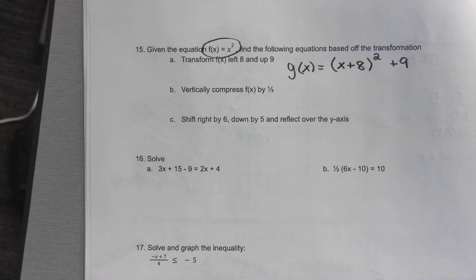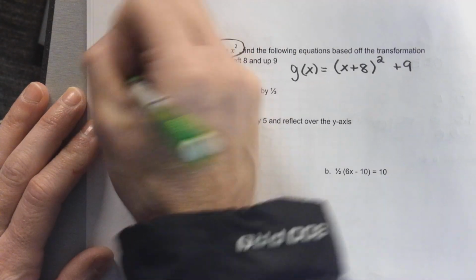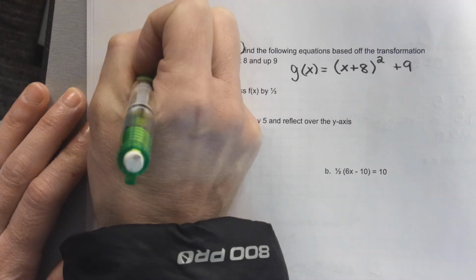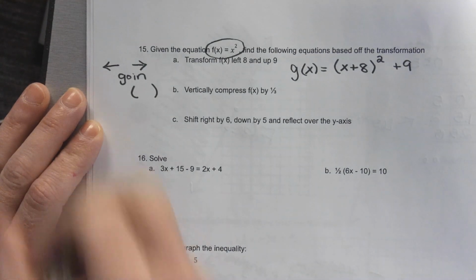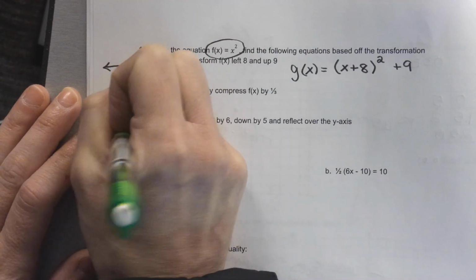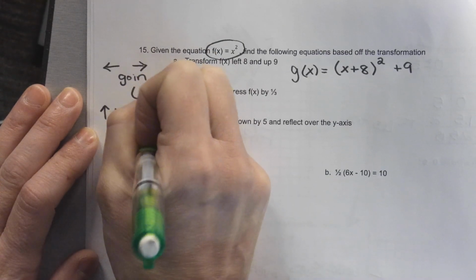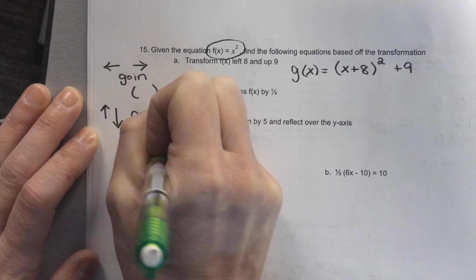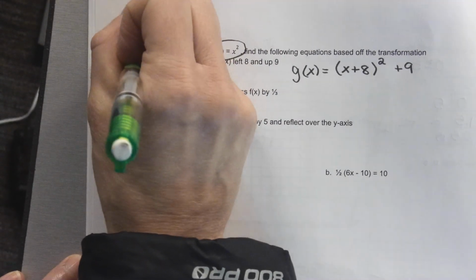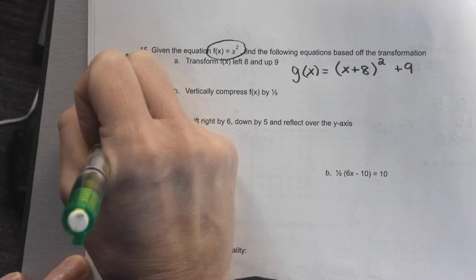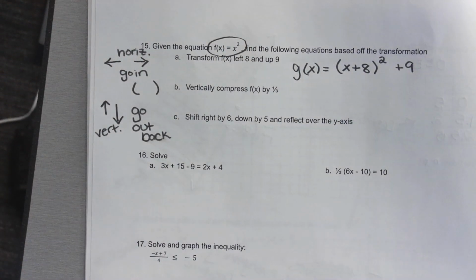Let's write that down. Left and right go in parentheses. And then up and down go out back. Like the steakhouse. So again, left and right in parentheses, up and down, so vertical stuff, right? So another way to think about this is horizontal stuff and then vertical stuff. That's a good note to write ourselves.